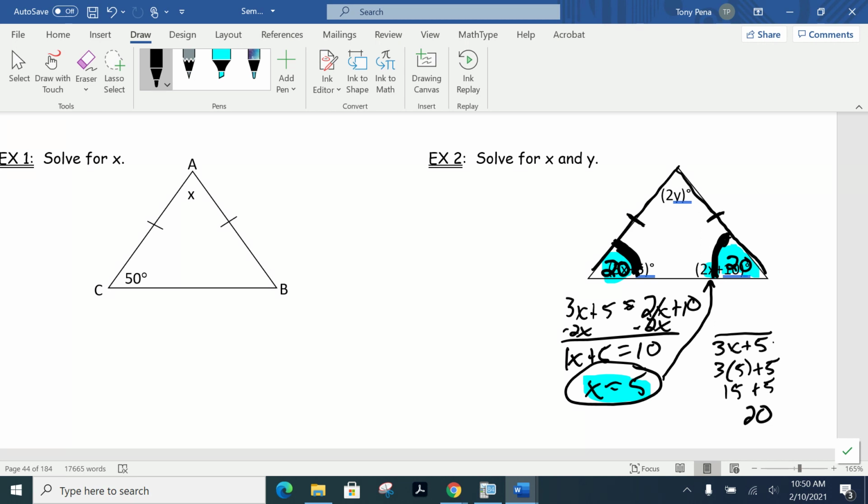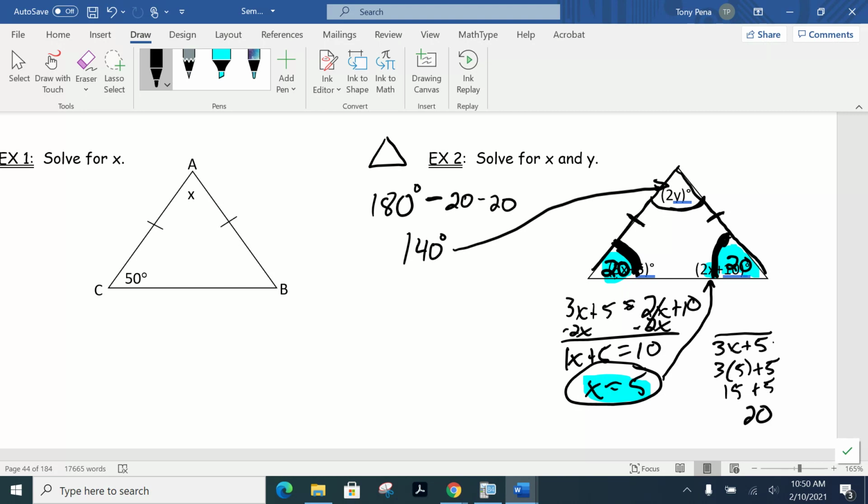So now, recall yesterday and the day before, in a triangle, we always have 180 degrees within a triangle. We've already got 20 here and 20 here. If I get rid of those two angles, that tells me there are 140 degrees remaining. So that has to be the degree measure of this angle right there. The missing angle has to have a degree measure of 140 degrees.